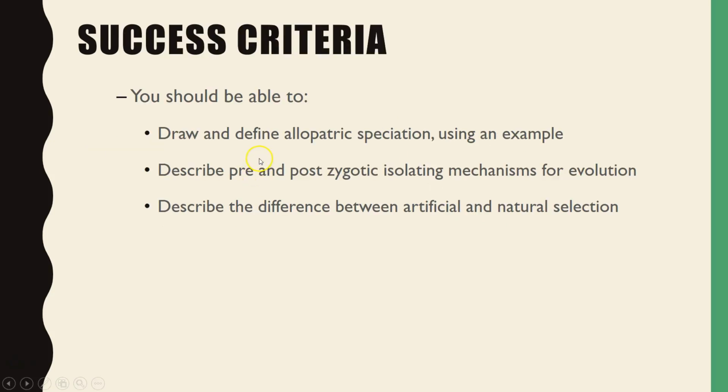Be able to draw and define allopatric speciation with an example and describe pre- and post-zygotic isolating mechanisms for evolution, as well as describe the differences between artificial and natural selection.